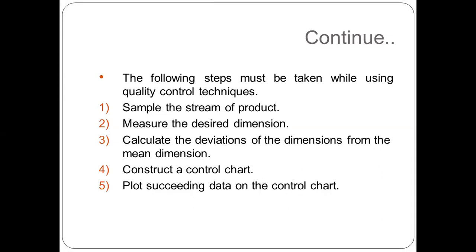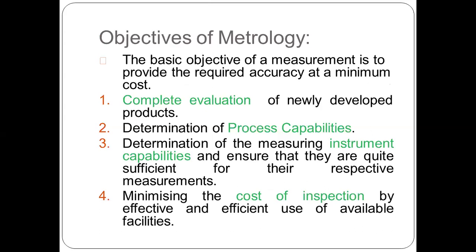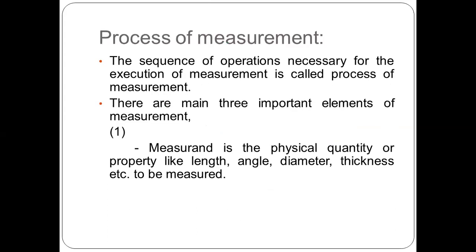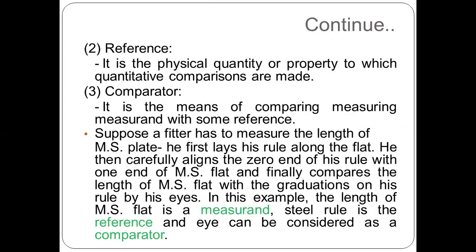Then, this is the 5-step method for quality control techniques. These are the objectives of metrology. There are a total of 8 objectives. Then how the process of measurement takes place with the help of 3 parameters: measurement, reference and comparator.